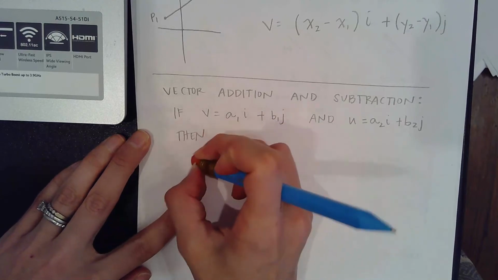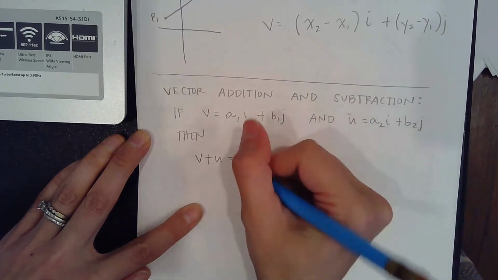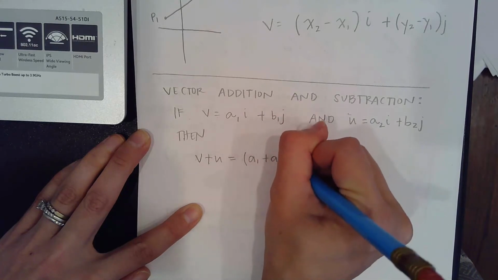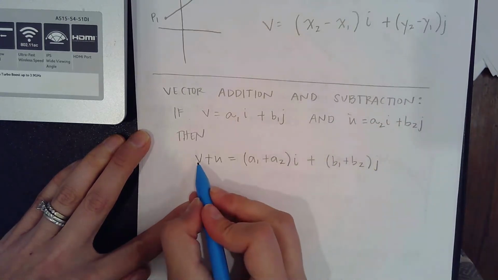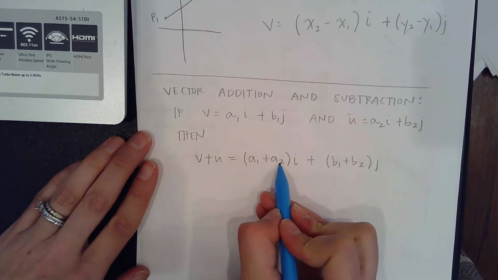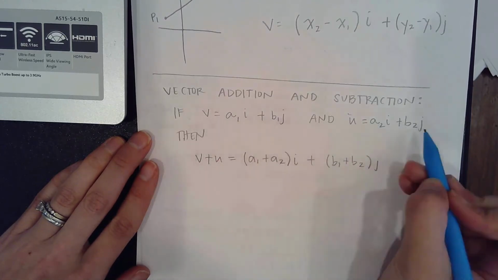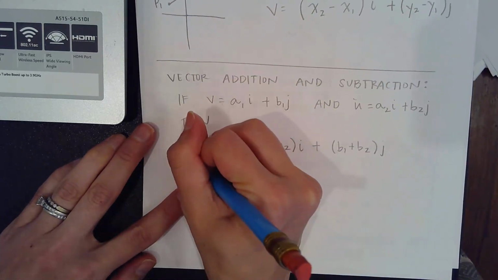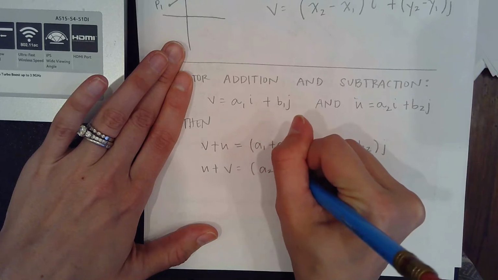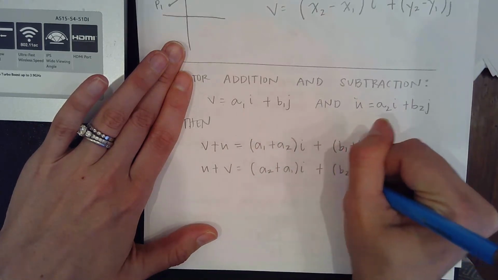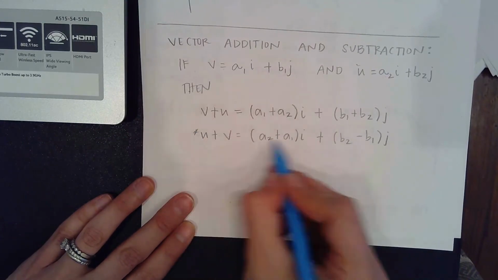So if I wanted to add vector V plus vector U together, I'm just going to add my A1 plus my A2, and I'm going to add my B1 plus my B2. And it matters. So if you said V plus U, you would say A1 plus A2, B1 plus B2. But if you were to say U plus V, you would say A2 plus A1, and B2 plus B1. Okay, so the order of that matters. It really doesn't matter with addition, but it will matter when you subtract them. So just the order of it matters.